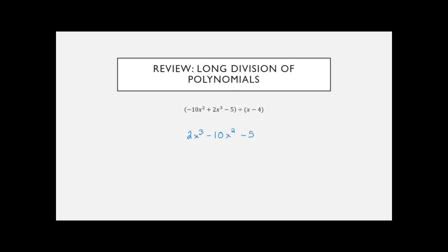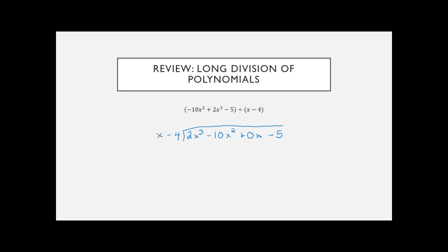Now I actually like to put in a 0 term. Sometimes you don't need it, but I do like to put in a 0 if there's something missing. We don't have an x term, so I'll just put a 0x as a placeholder. And then we're dividing this by x minus 4.